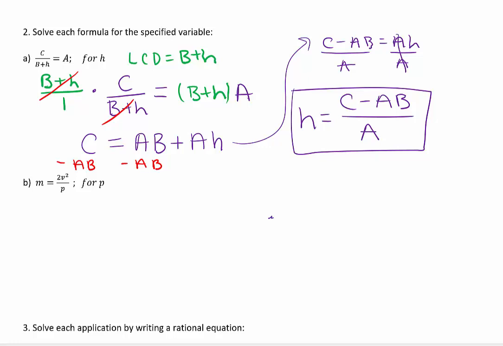This answer can't be simplified. You cannot cancel the a's out because you can't factor the numerator. There's no common factors. That's your final answer.